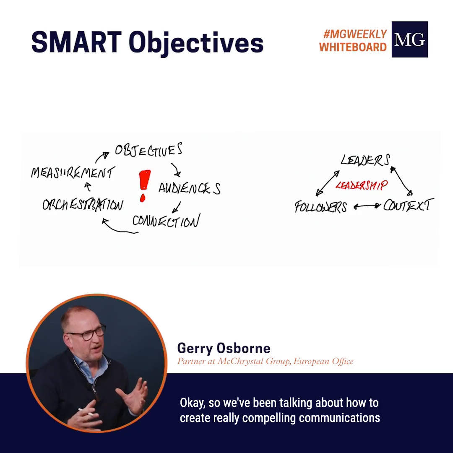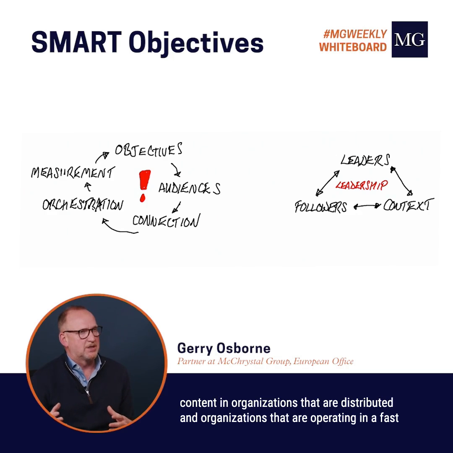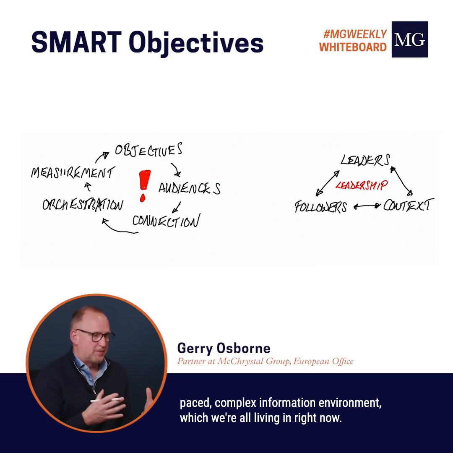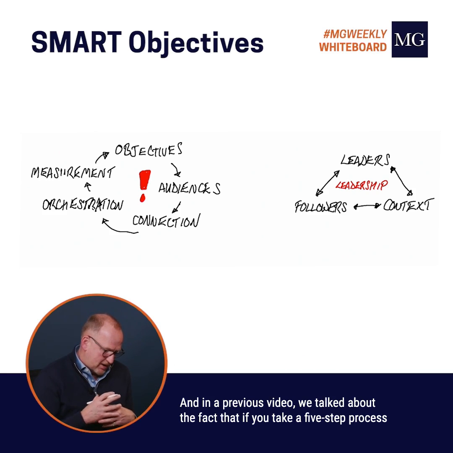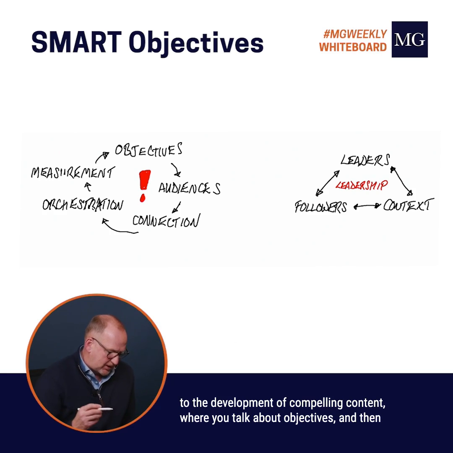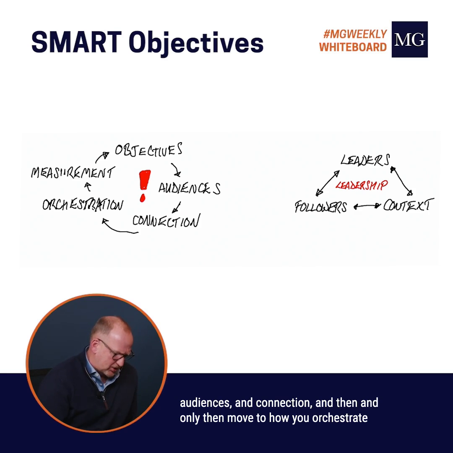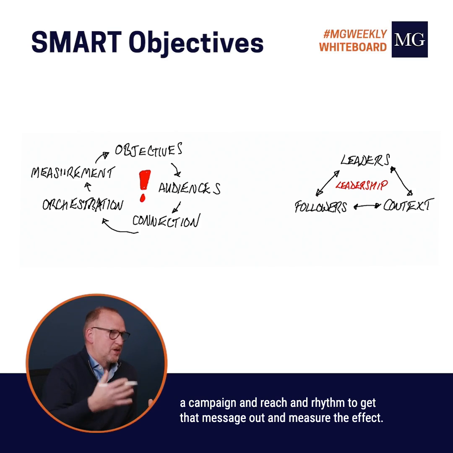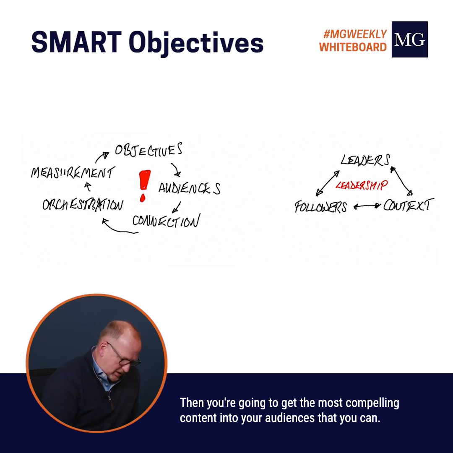Okay, so we've been talking about how to create really compelling communications content in organizations that are distributed and operating in a fast-paced, complex information environment, which we're all living in right now. And in a previous video, we talked about the fact that if you take a 5-step process to the development of compelling content, where you talk about objectives and then audiences and connection, and then and only then move to how you orchestrate a campaign and reach and rhythm to get that message out and measure the effect, then you're going to get the most compelling content into your audiences that you can.